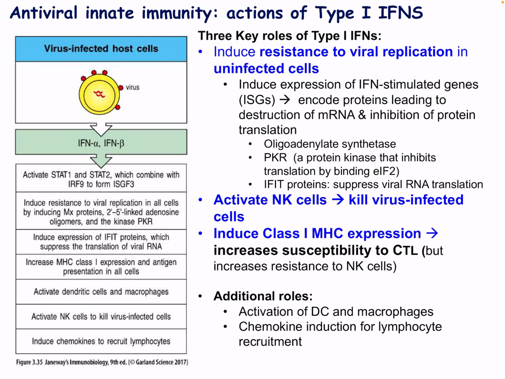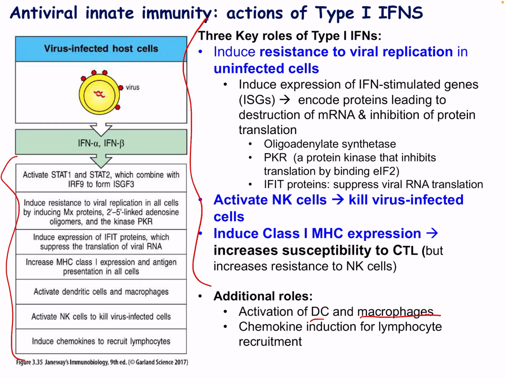So again, here's some additional, so these we already covered. So just kind of a quick review. And again, take a look at this figure if you want a little more detail and follow the sequence. But there's also some additional roles for type 1 interferons, and this includes the activation of dendritic cells and macrophages, and chemokine induction for lymphocyte recruitment to attract cells to the area of infection.